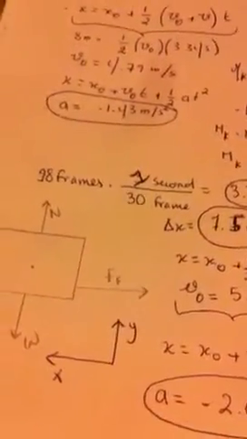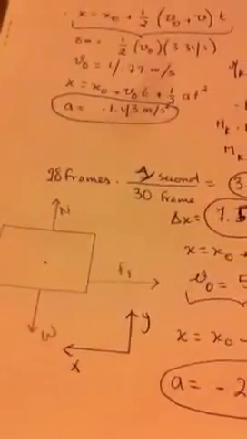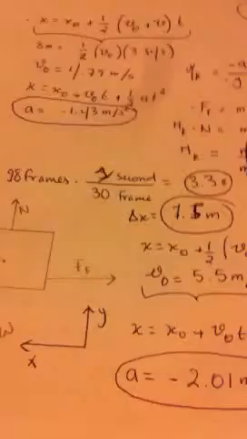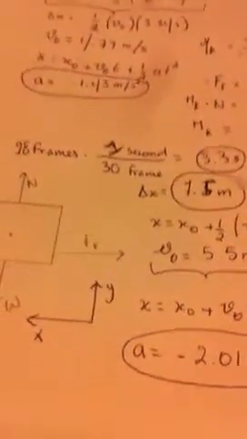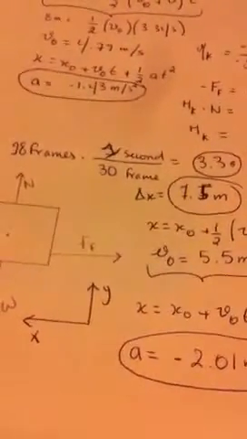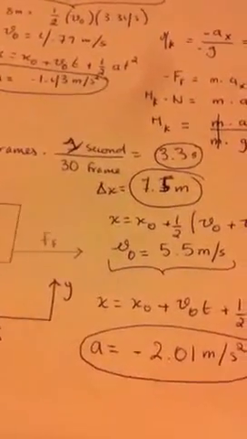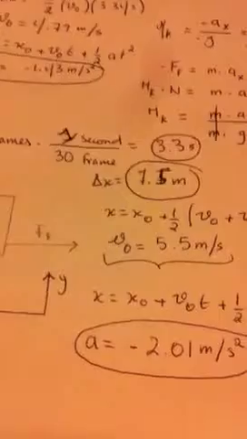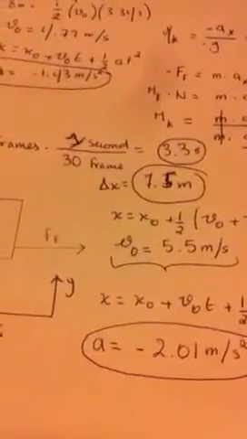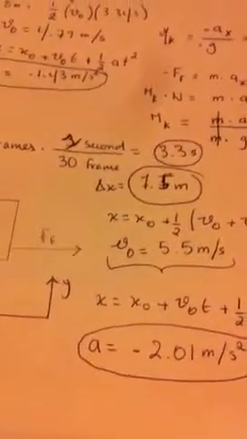For the guy sliding with his shoes on the ice, we use the same exact method, just the numbers are going to be a little bit different. We know that the time frame is going to be 3.3 seconds, just counting how many frames it takes him from when he starts sliding to where he stops. And we know that the change of x, the displacement, is going to be 7.5 meters. We know this because we can calculate it from the grids in the video, where 0.5 meters equals 1 grid.